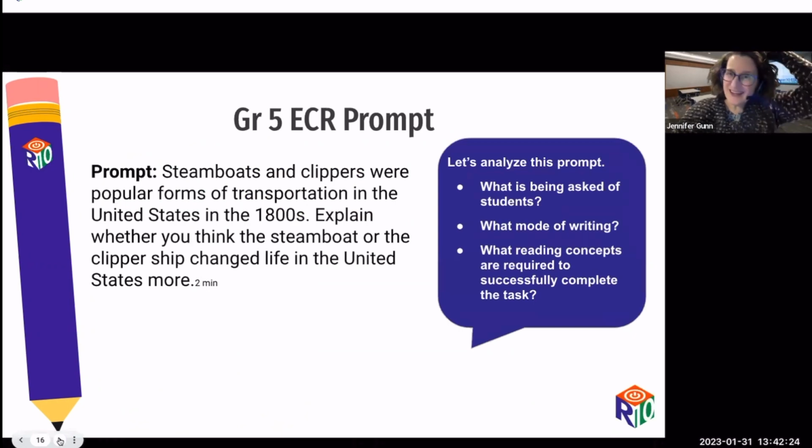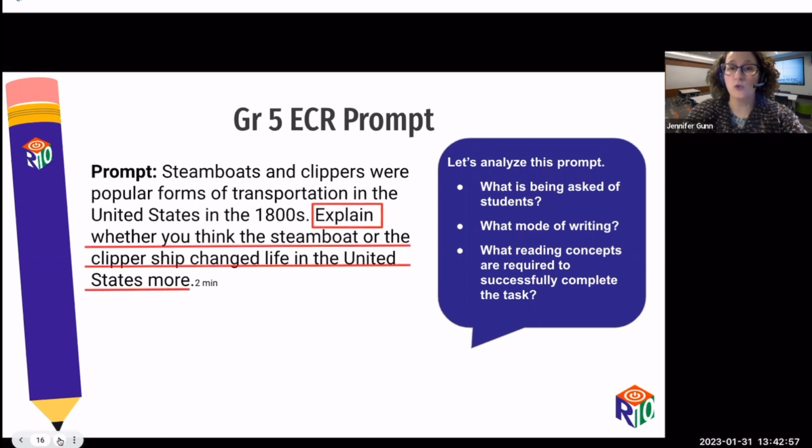Now, hopefully you are approaching this with an understanding of that passage, and let's break down this prompt. This is the prompt students had on the passage Steam and Sail. Steamboats and clippers were popular forms of transportation in the United States in the 1800s. Explain whether you think the steamboat or the clipper ship changed life in the United States more. So we need to first ask what is being asked of students.